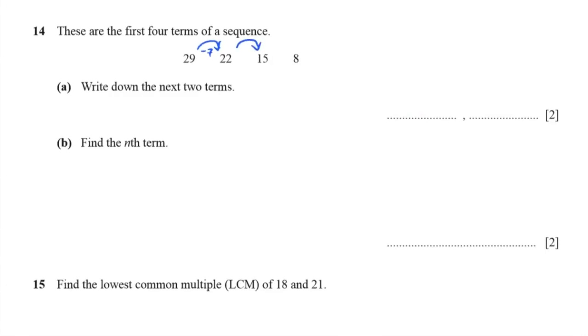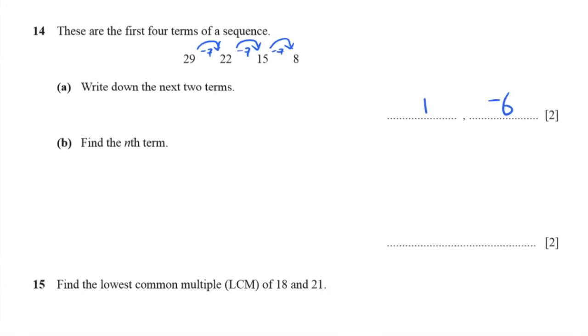And what do we do to get from 22 to 15? Oh, we do the same thing. We subtract 7 again. And 15 to 8, we subtract 7. All right, so we see a pattern there, and we'll just keep subtracting 7. 8 minus 7 is 1, and 1 minus 7 is negative 6, and we're finished.